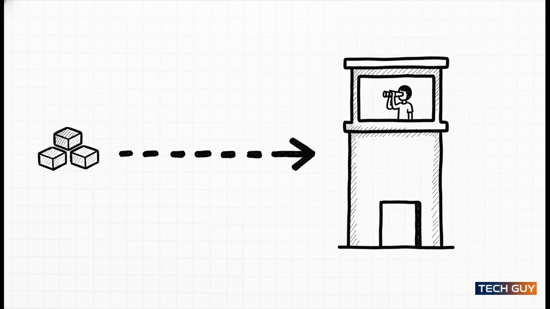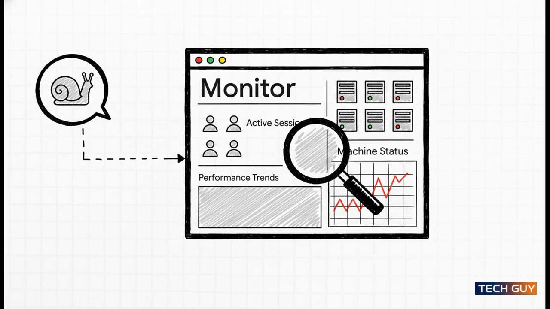Okay, so we've seen the building area. Now let's pop over to the watching area. This part of the console is usually called monitor or sometimes director, and its name tells you exactly what it's for. This is where you go when a user calls and says, hey, something's running slow. You're not building anything here, you're just observing. You're looking at who's logged in, how their session is performing, and if any machines are having a bad day. This is your troubleshooting hub.